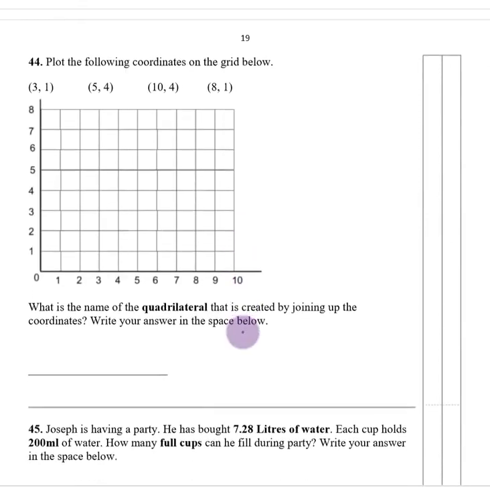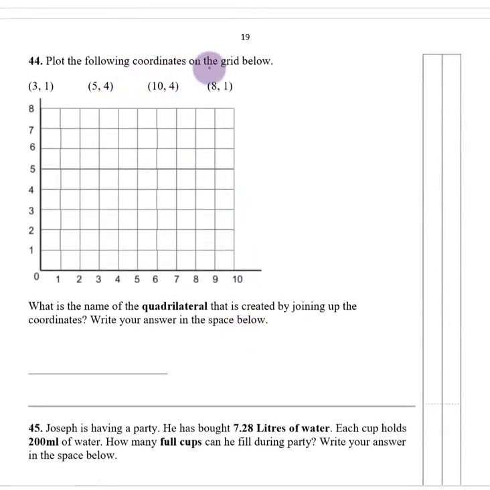Back to maths, number 44. Plot the following coordinates on the grid below. What is the name of the quadrilateral that is created by joining the coordinates? So plot them first. So we always go along and then we go up first. So along the corridor, up the stairs, or crawl before you can walk, whatever way you remember it. So we go across the 3 and up to 1. Then we go across the 5 and up to 4, 5, 4. And then we got 10, 4. So 10, 4. And then finally 8, 1 will be this one here.